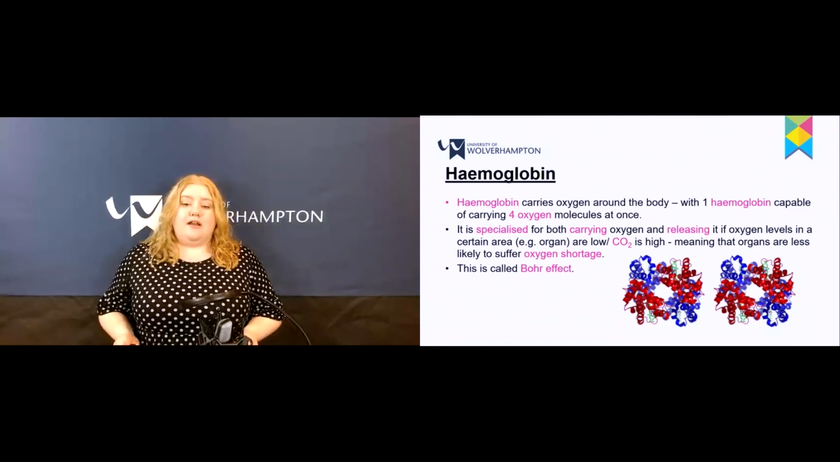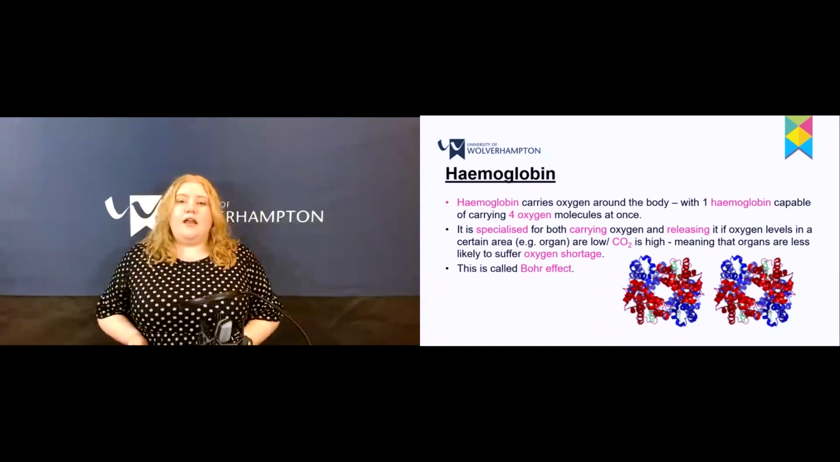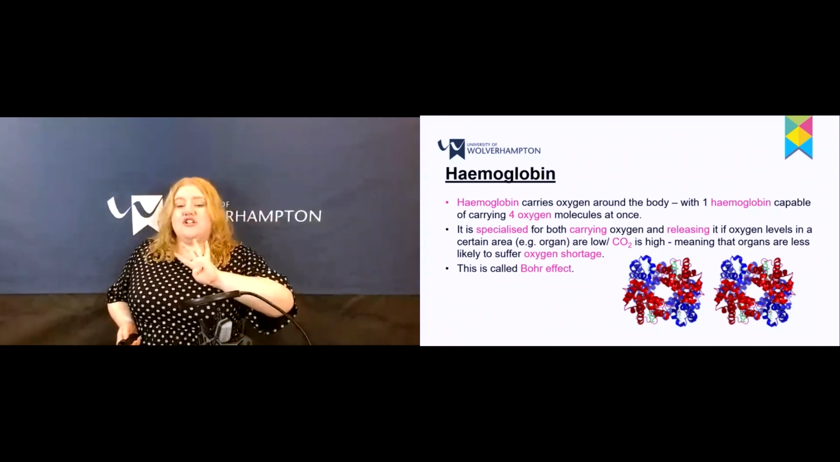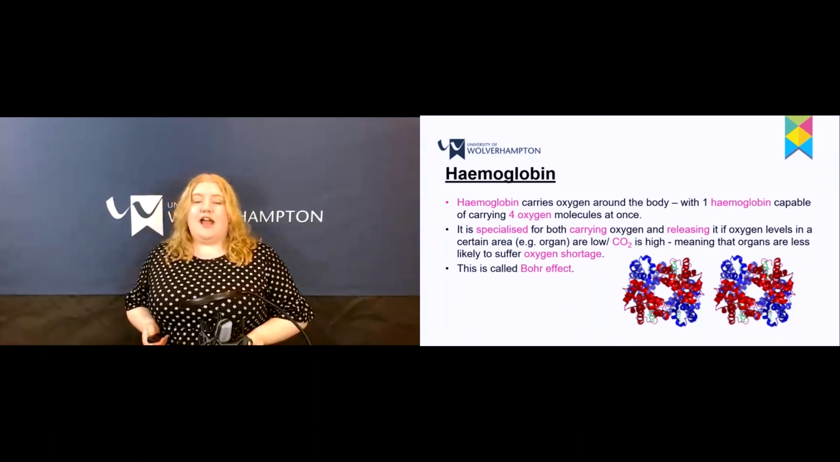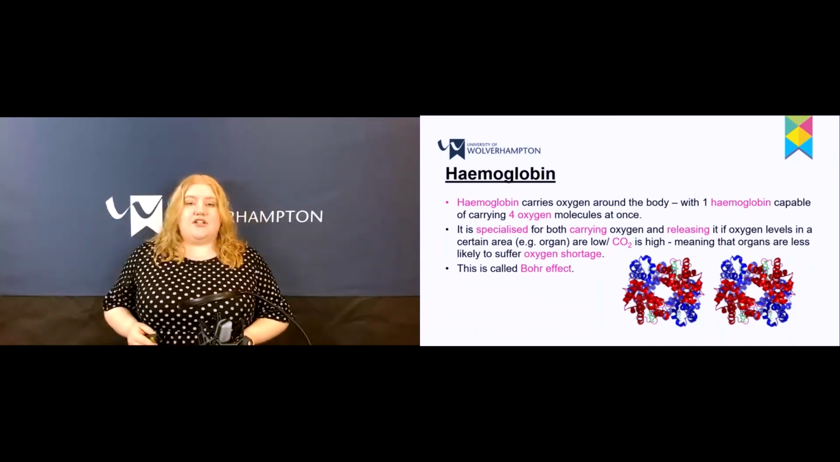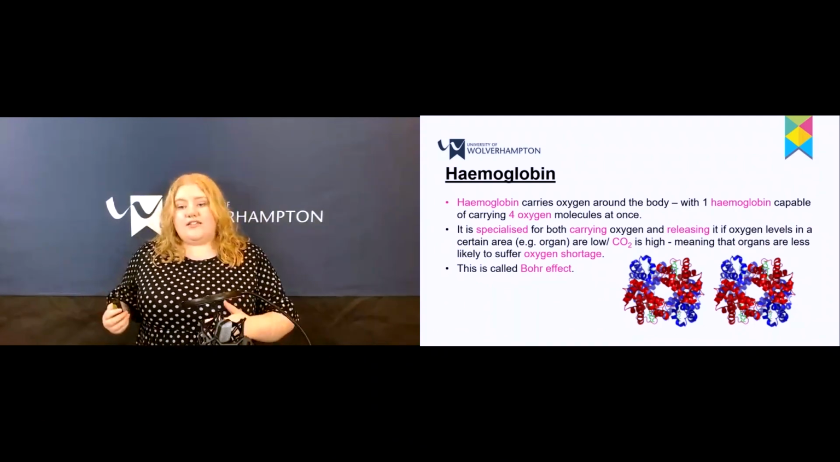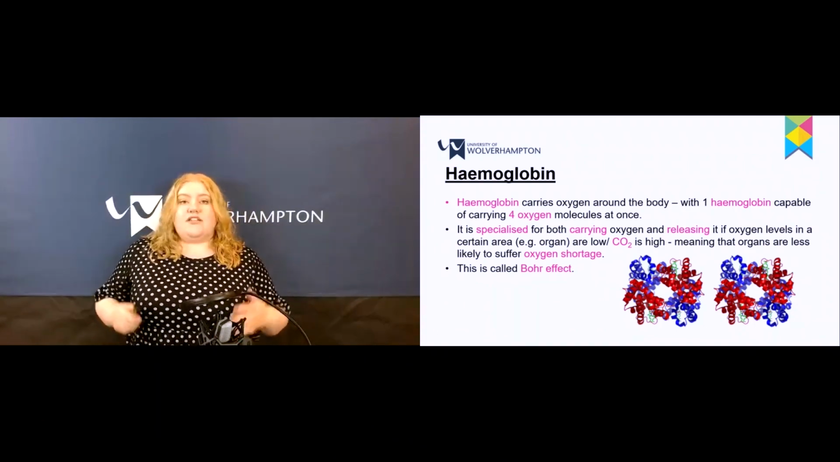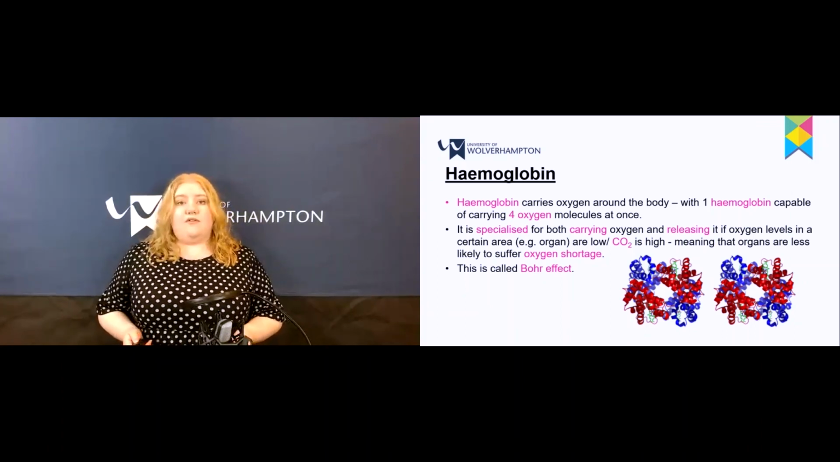So hemoglobin carries oxygen around the body, with 1 molecule of hemoglobin capable of carrying 4 oxygens at any one time. This is specialised for both carrying oxygen and letting it go if the oxygen levels in a certain area, like an organ, are found to be very low or high in CO2. This means that organs are less likely to suffer any oxygen shortage, and this is called the Bohr effect.